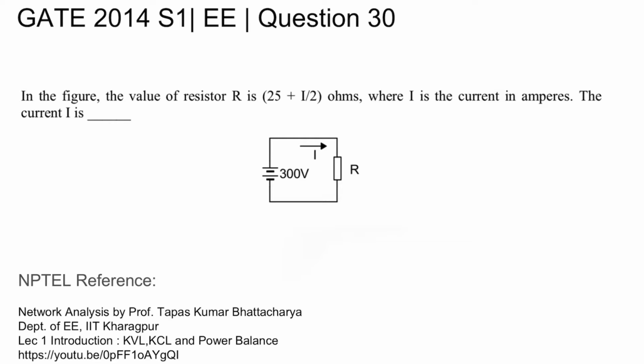This is GATE 2014 set 1 electrical question number 30. In the figure, the value of resistor R is 25 plus I by 2, where I is the current in amps flowing in the circuit, as you can see in the diagram. Then the value of the current I is being asked in the question.